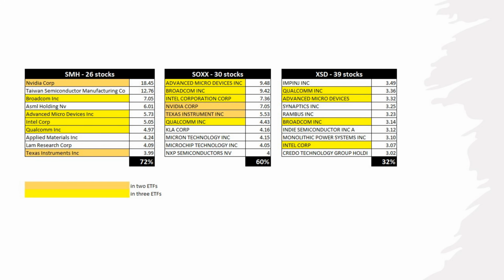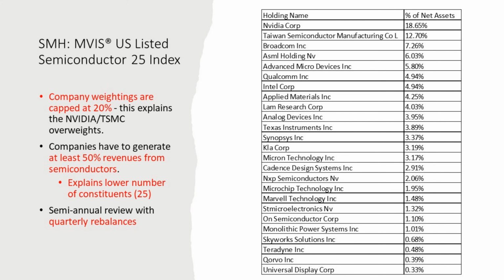So let's start talking about each of these indices, because these ETFs simply track or utilize an index to construct their portfolios. So you can understand an ETF by understanding the index. For SMH, their index is the MVIS Semiconductor 25. You can see the list of assets here on the right. Company weightings are capped at 20%. So this helps explain the NVIDIA and Taiwan Semiconductor overweights. If NVIDIA gets much higher, then they'll likely have to do some trimming there.